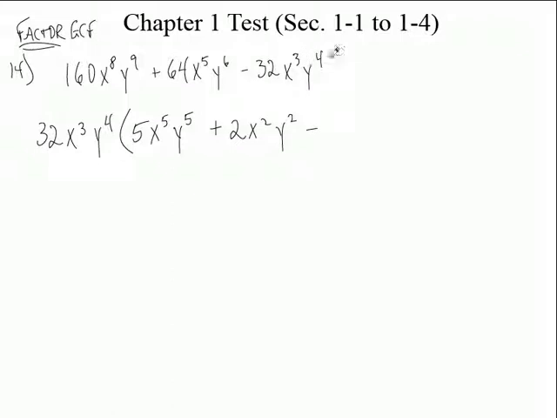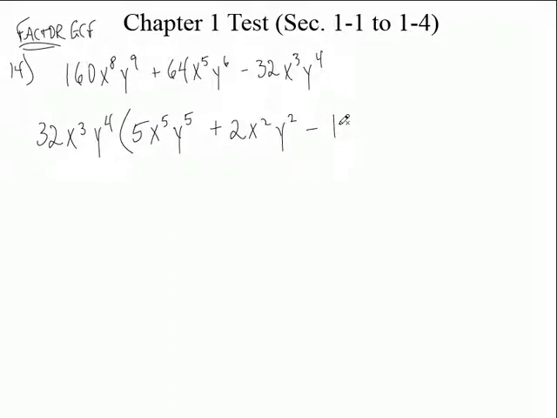Now we take this last term, divide it by this greatest common factor. So 32 divided by 32 is 1. X cubed divided by x cubed is 1. Y to the 4th divided by y to the 4th is what? 1. Right. So what do I have? I didn't write them all down, but we remember it's 1 times 1 times 1. What's 1 times 1 times 1? It's 1.